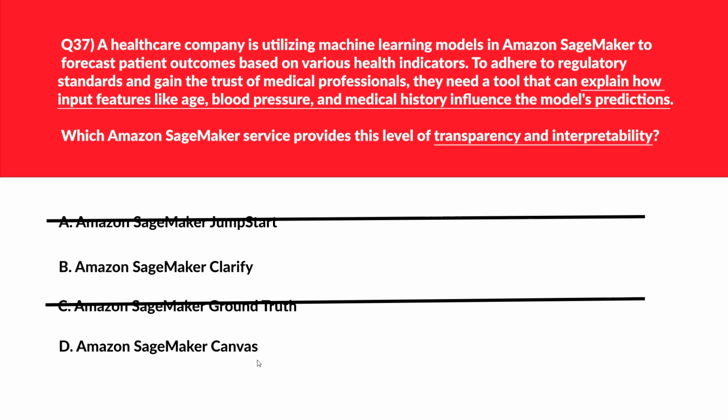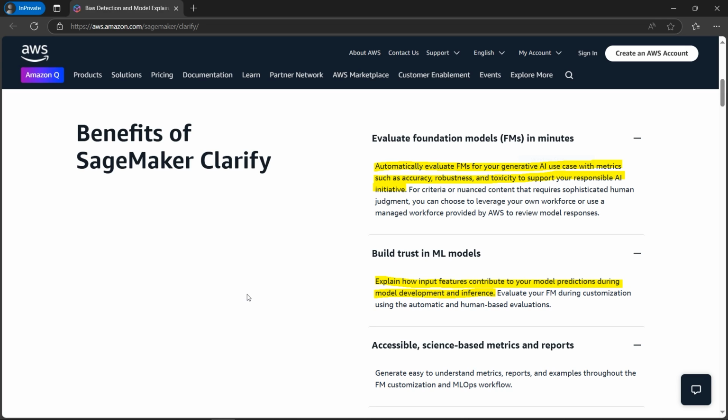D says Amazon SageMaker Canvas. Amazon SageMaker Canvas helps in building models without coding and not in providing interpretability and transparency of model predictions. That is not what the question requires. Let's eliminate this. We'll look at the official documentation now.